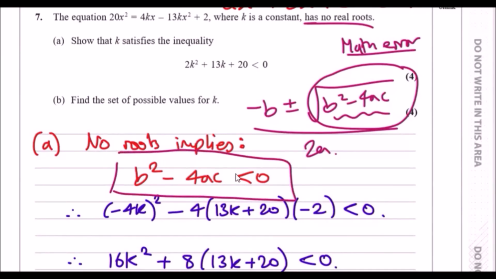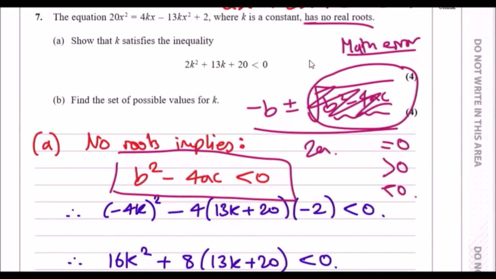If it said it had 2 real roots, then the sign would be greater than, because then you have a plus minus solution. If it says it has 1 root, it means that these two are equal to each other, so this bit cancels out, and you're left with 1 solution, minus b over 2a. So that's all it really means. One solution is equal to 0, 2 solutions is greater than 0, and no solutions is less than 0. Okay, that's all it is. Now, let's solve the problem.